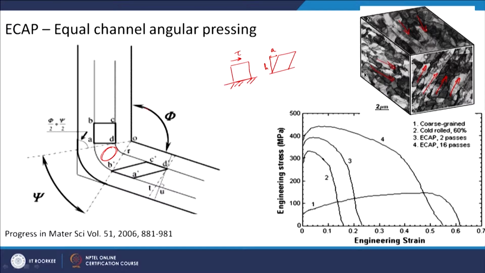So, the shear strain is I think seen by this particular plane, and they are also trying to show you what is the effect of this kind of deformation process. Okay. So, this curve 1 is the initial coarse grain material. And then it was cold rolled to 60%. And that is the effect of that you can see here.